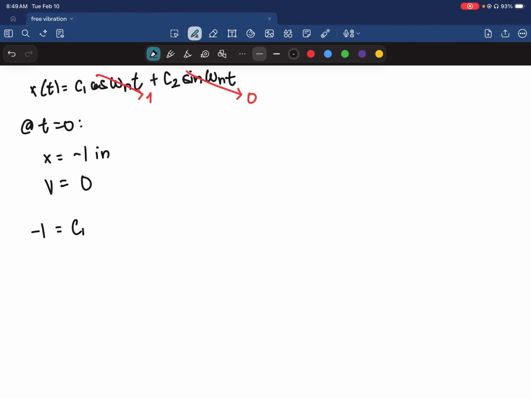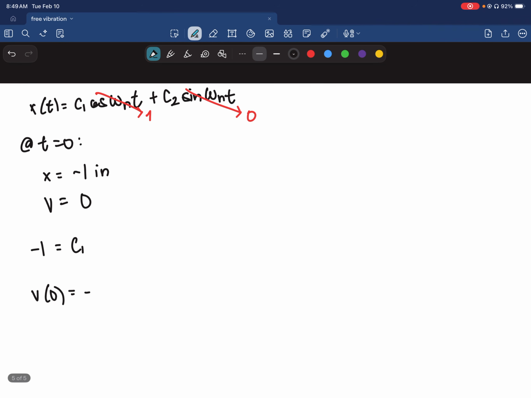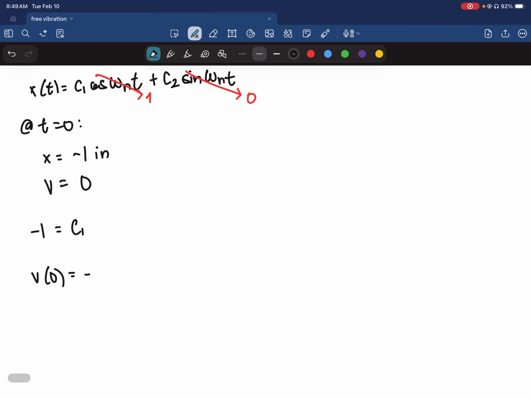Okay? And to get C2, we set the velocity to 0, then plug in. So, we take the derivative, that's negative C1, right? Since it will become 0 anyway, but we still have to use the chain rule. But in the end, it becomes 0 anyway, if we make it complicated. It should just be 0.